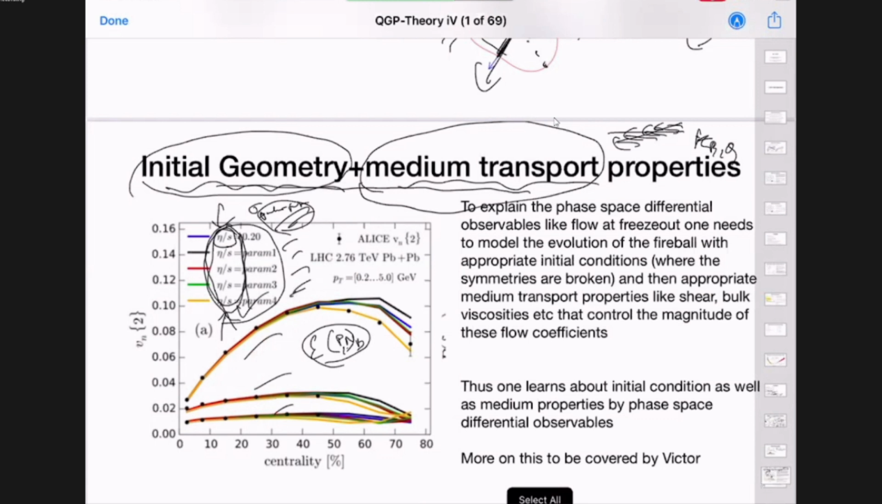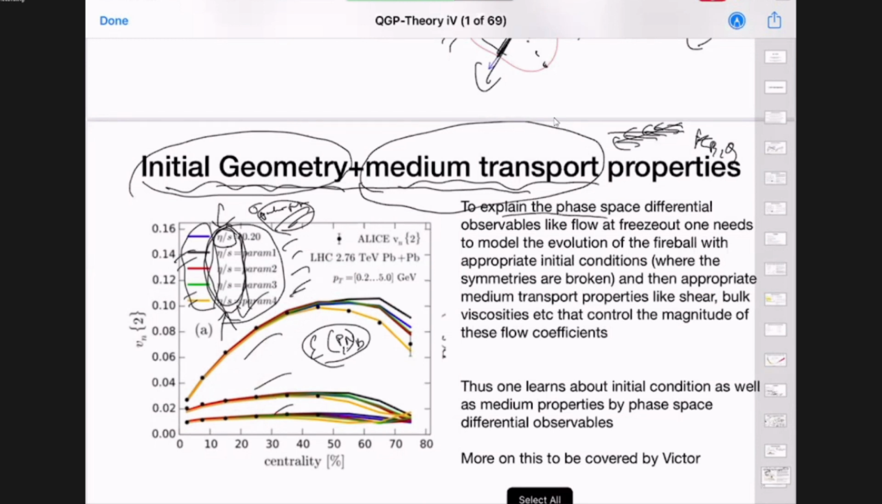So the model people have a freedom to play around with these, and hence from data it's the other way around. From data, you try to extract which kind of parameterization will work best. So what describes QCD in these conditions the best?